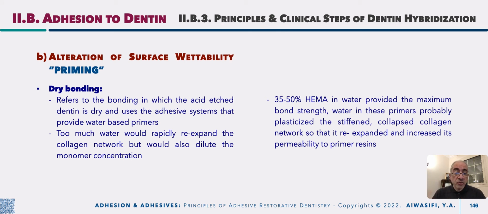In contrast to it is the dry bonding. Dry bonding means that after conditioning of dentin, you rinse and dry it with an air blast for 2 to 3 seconds. That will remove water from the microspaces between collagens, which will result in collagen collapse. In this case, you will use a water-based primer. Unless you use a water-based primer, please don't dry your dentin.